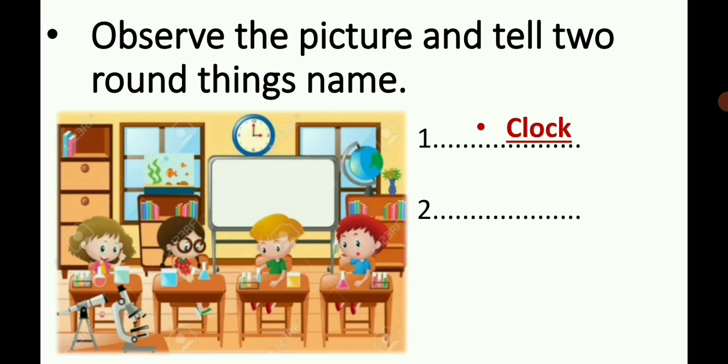Very good. Second, eyes. Yes, children's eyes are also in round shape. Very good. Now other objects are in round shape. These are globe, tube, eyeglasses. All these are in round shape.